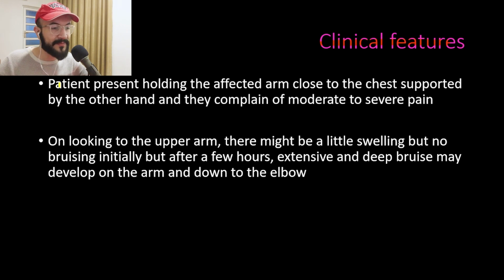Now let's talk about the clinical features. The patient presents holding the affected arm close to the chest, supported by the other hand, and they complain of moderate to severe pain. On orthopedic examination, when you look at the upper arm, there might be a little swelling, but no bruising initially. But after a few hours, extensive and deep bruising may develop on the arm and down to the elbow.